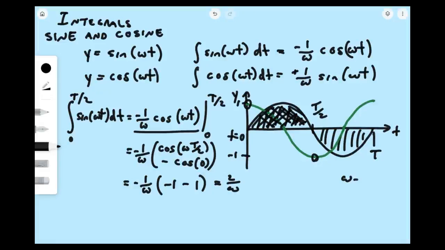And remember, omega is defined as 2 pi divided by the period. We could also write this as the period, capital T, divided by pi.